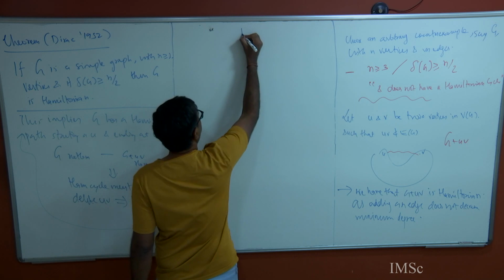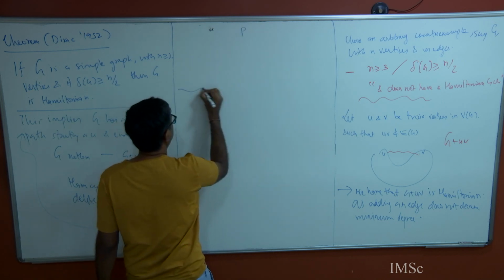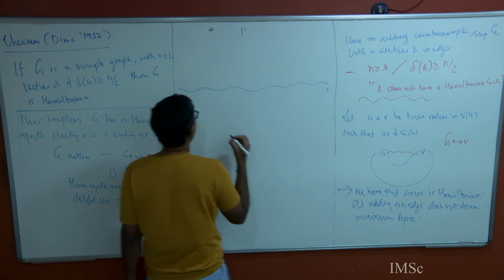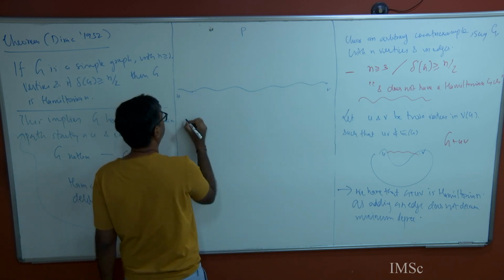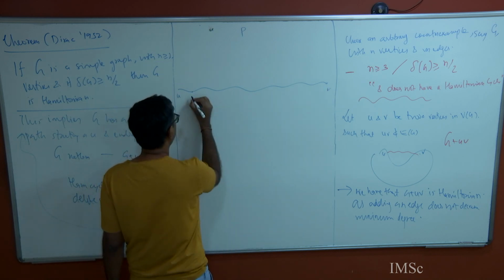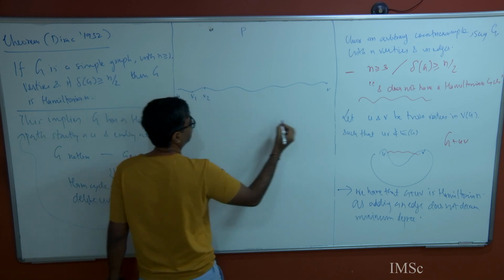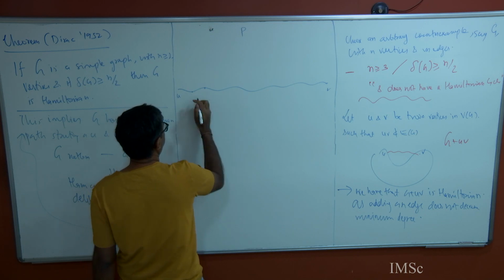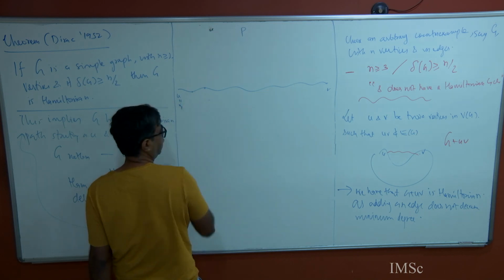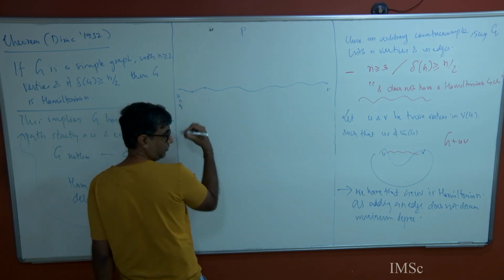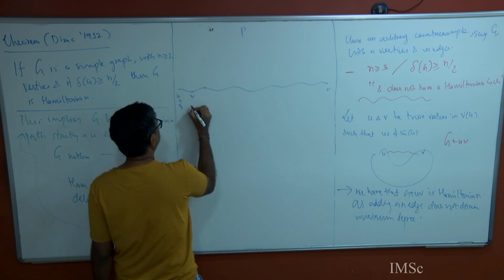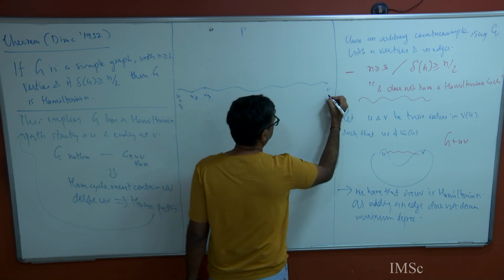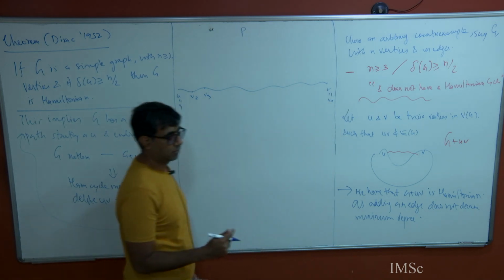So let's look at P, look at U and look at V, okay? And let's call it V1, V2, let's call this U equal to V1, okay? Just so that it is easier, V2, V3, dot, dot, dot, V equal to Vn.